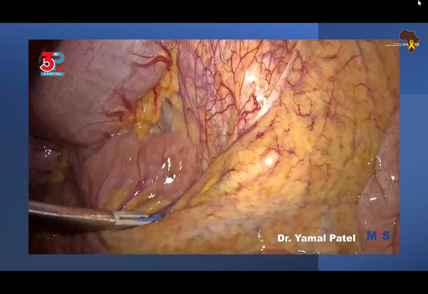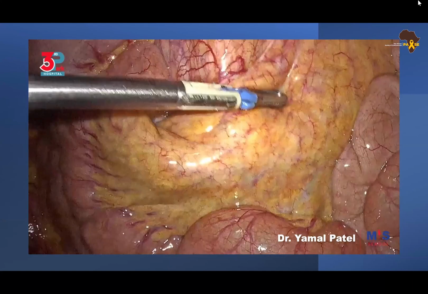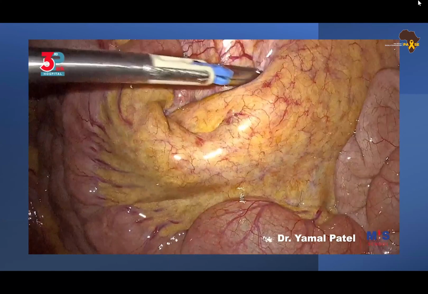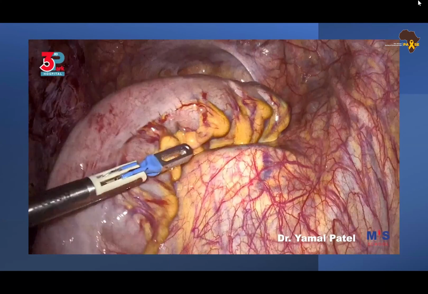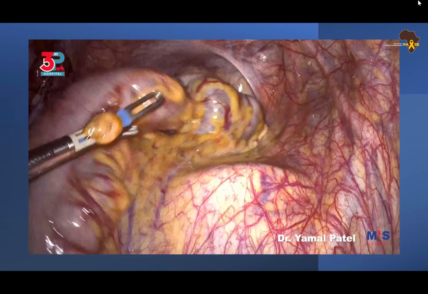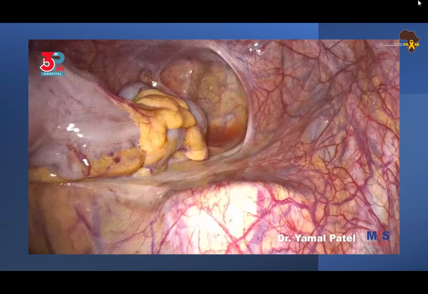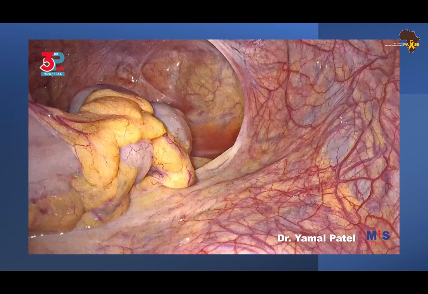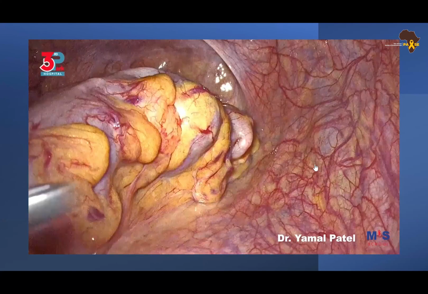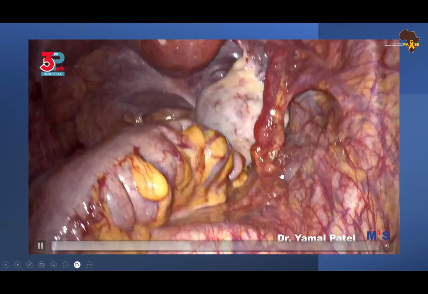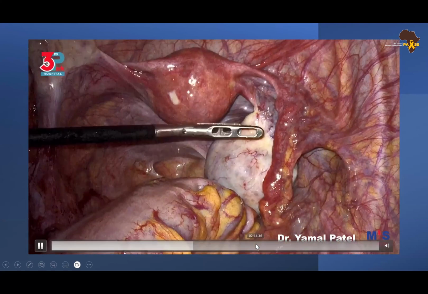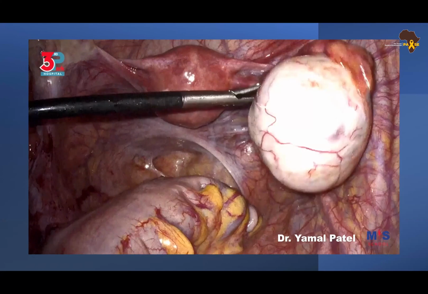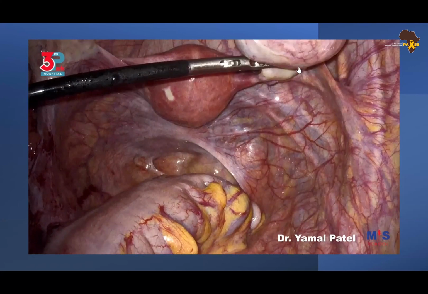So this is the anatomy we all see. That's the sigmoid and the rectum down there, the sacral promontory where there are vessels of importance, the left common iliac vein. That is the lateral pelvic wall. You can see the bluish structure here. That's the vein, the iliac veins. And as you look further, when you pull, I'm going to show you, that's the ureter all the way down here.